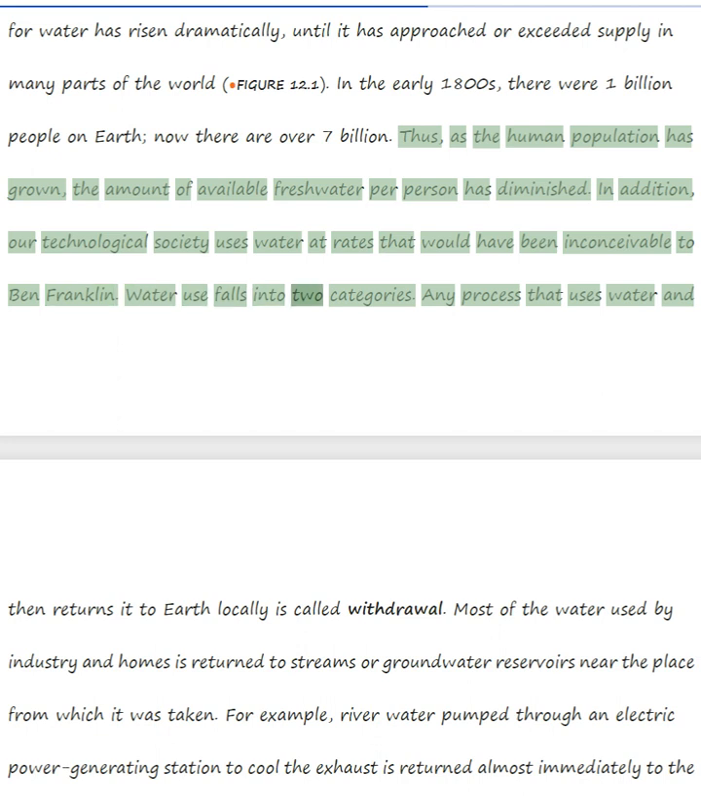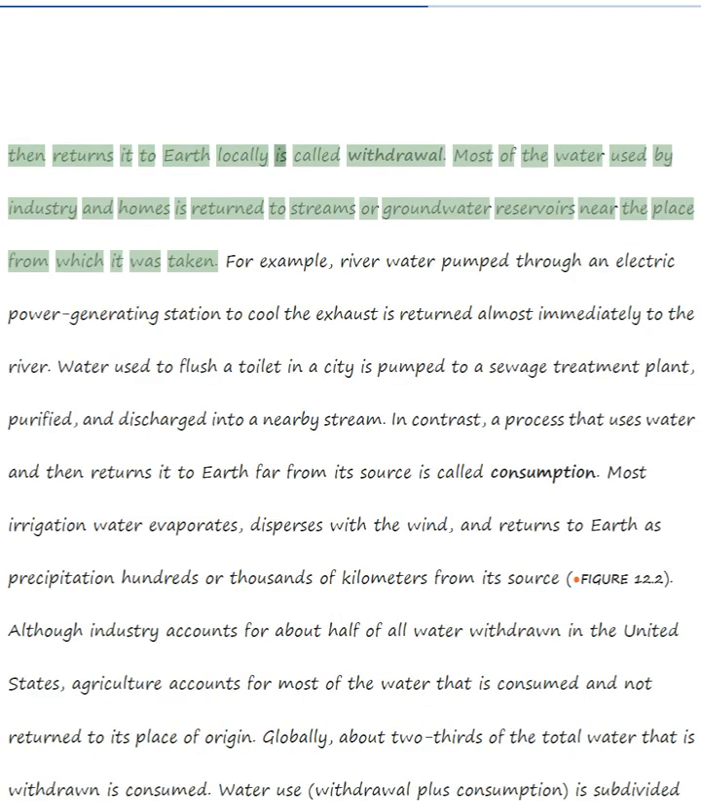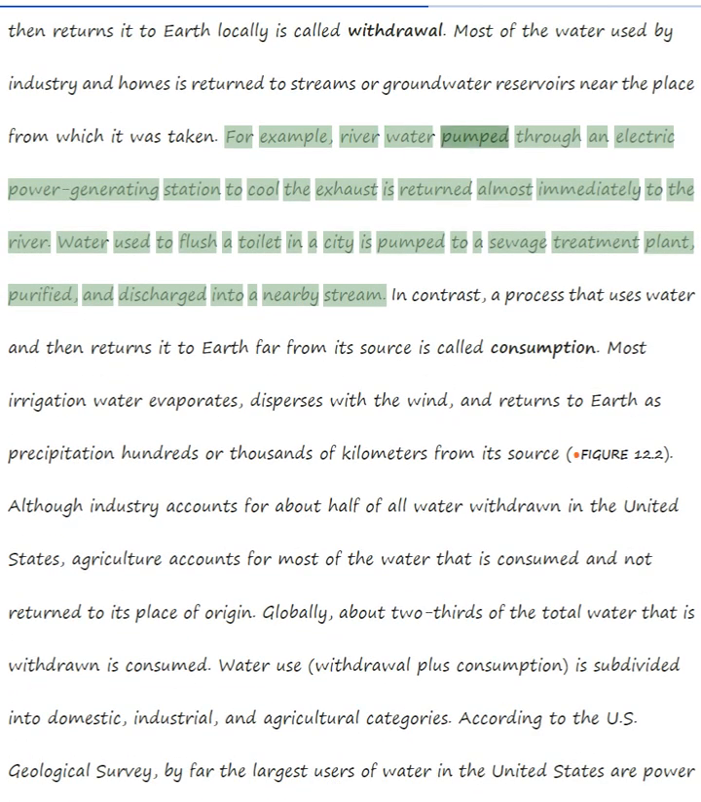Water use falls into 2 categories. Any process that uses water and then returns it to Earth locally is called withdrawal. Most of the water used by industry and homes is returned to streams or groundwater reservoirs near the place from which it was taken. For example, river water pumped through an electric power generating station to cool the exhaust is returned almost immediately to the river. Water used to flush a toilet in a city is pumped to a sewage treatment plant, purified, and discharged into a nearby stream.